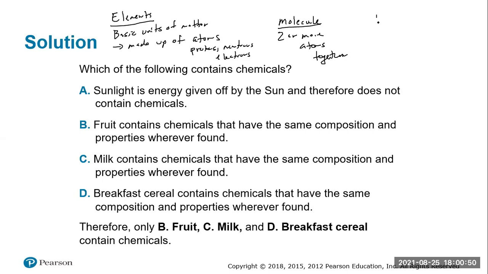Now, another word that sometimes confuses people as we go through it, and we may see this a little bit later on here in the chapter as well, is a compound. A compound is made up of two or more elements that are together, or two or more atoms of different elements.